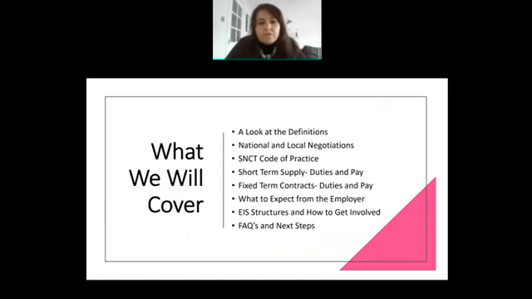Over the next 45 minutes, we're going to look at the definitions of short-term supply and fixed-term contracts, how to negotiate both nationally and locally on contractual issues, the SNCT Code of Practice, what short-term supply duties and pay look like, what fixed-term contract duties and pay look like, what to expect from your employer, and how to get involved in the EIS structures. Lastly, we'll look at some of the frequently asked questions from short-term supply and fixed-term contract staff and some next steps.